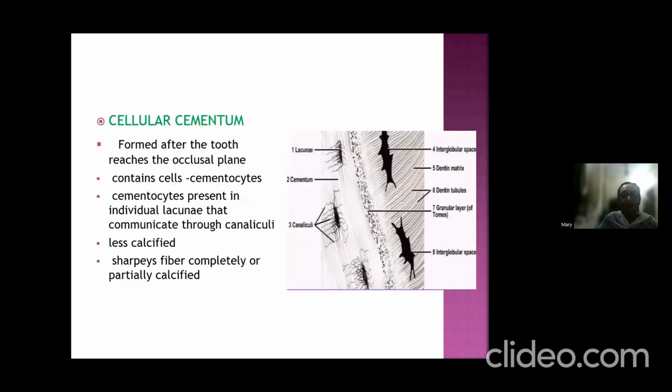We've seen what the acellular cementum is. The cellular cementum is formed after the tooth reaches the occlusal plane, and here it contains cells, which are the cementocytes. As we have already seen, they are present in the lacunae, and they communicate with each other through the canaliculi. They are less calcified, and the Sharpey's fibers are completely or partially calcified.